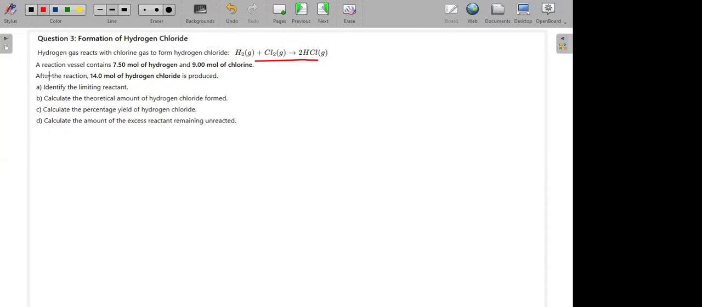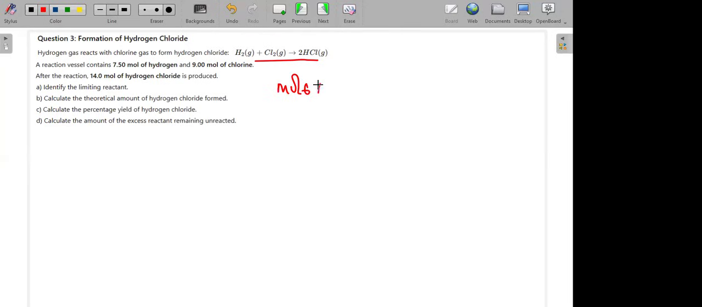Now they're saying a reaction vessel contains 7.5 moles of hydrogen and 9.00 moles of chlorine. After the reaction, 14.0 moles of hydrogen chloride is produced. Identify the limiting reactant. Here it's very simple because we've already been given the moles, so we don't have to find them. Just get the mole ratio from here.